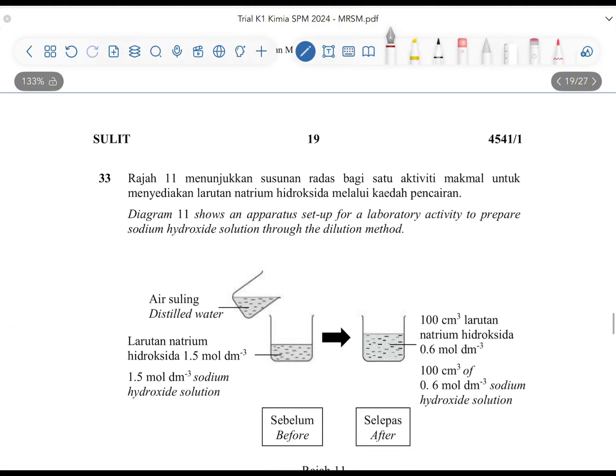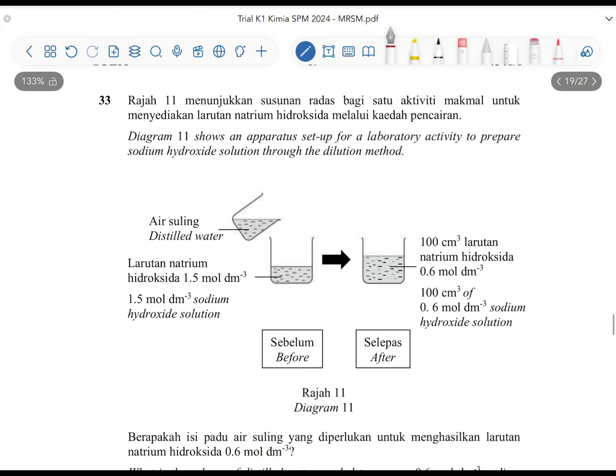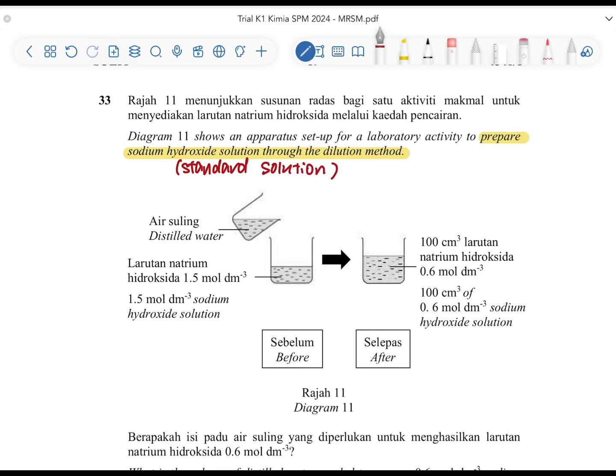So let's proceed to the next question. This is a diagram that shows the apparatus set up to prepare sodium hydroxide solution through the dilution method. This is how we prepare a standard solution. Before that, we have the distilled water and 1.5 mol per dm³ sodium hydroxide solution. Then after we add the distilled water, we will get 100 cm³ of 0.6 mol per dm³ sodium hydroxide solution.